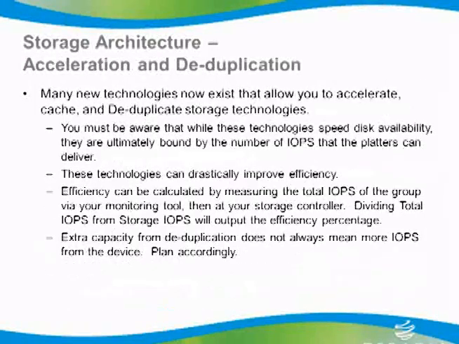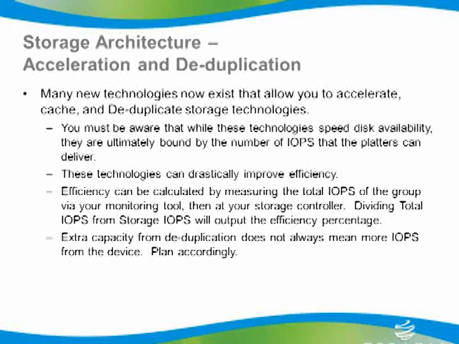Now let's talk about some cool stuff. Let's talk about acceleration and deduplication. Many new technologies now exist that allow you to accelerate, cache, and deduplicate storage, which is great. Now, you must be aware that while these technologies speed disk availability, they're still bound by the number of IOPS that the platters can deliver. So in the end, your lowest common denominator always has to be raw platter IOPS.